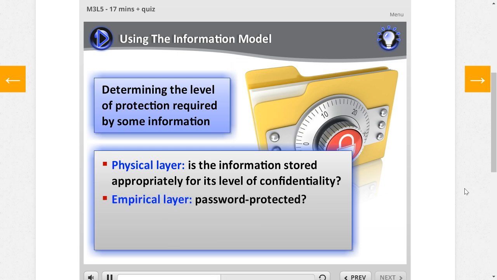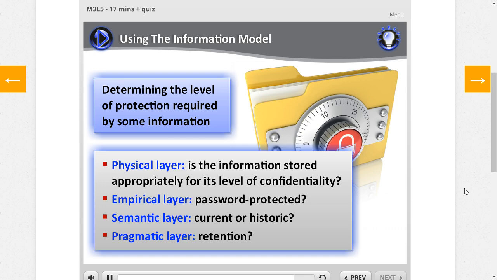At the empiric layer, what are the access channels to the information? Are the channels password protected? What is the nature of the password protection? How many people can access the information? At the semantic layer, what type of information is it? Is the information current, or does it relate to the past? And at the pragmatic layer, how long must the information be retained? Is the information operational or historic?